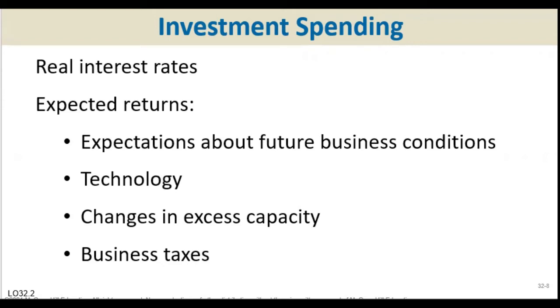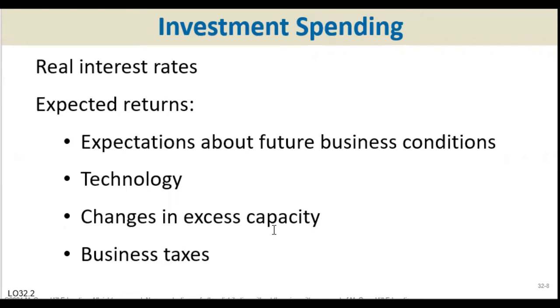New technology, for instance, enhances future expected return. It will motivate businesses to spend more money because they are optimistic about the future, and that will increase the aggregated demand. If excess capacity increases, businesses will decrease current spending, and that will ultimately decrease the aggregated demand. And if excess capacity decreases, businesses will increase spending in order to expand operations, and doing so will increase the aggregated demand.